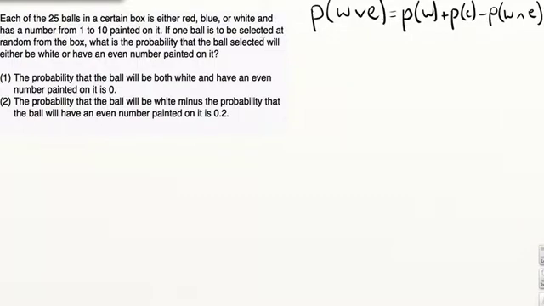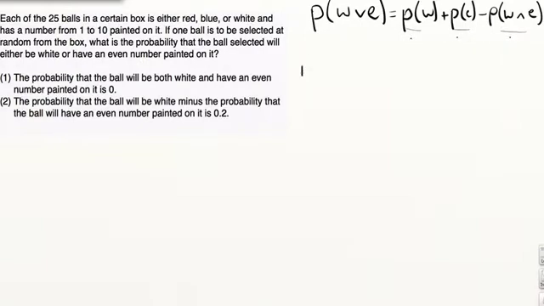So what we need to know is the probability of white alone, the probability of even alone, and the probability of white and even if we're going to be able to tell what the probability is that the ball will be white or even. We need all of these pieces of information.